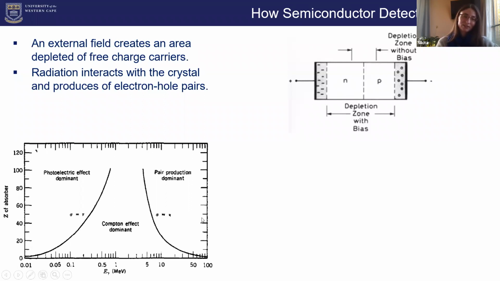This plot summarizes everything. On the x-axis, we have the energy of the photon, or in our case, we're interested in gamma rays. On the y-axis, we have the Z of the absorber material. You can see there are three ways that photons can interact with matter. The photoelectric effect, which is more dominant at low energy and higher Z.